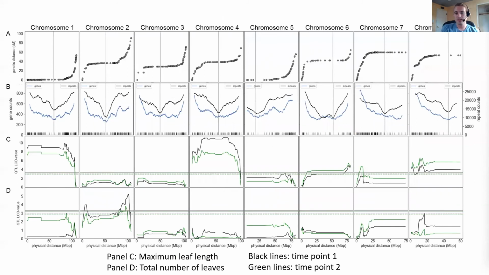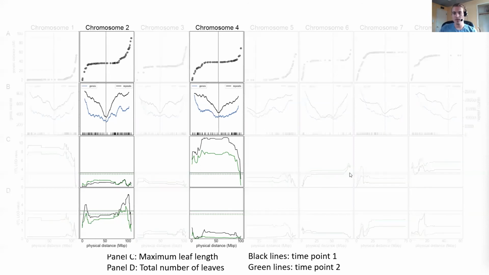And by comparing these peaks with the collinearity analyses we looked at before, we can pick up on a couple of interesting patterns. Just to orient you to this plot here, panels A and B are the collinearity analyses and centromere genome scans that we were just looking at shortly prior. Panel C is the LOCO genome scan for maximum leaf length, and panel D is the same for total number of leaves. The black and green curves in these plots are the results of the scans themselves at time point 1 and 2 respectively, and the horizontal solid and dotted lines are the 0.05 and 0.1 significance thresholds for these scans.